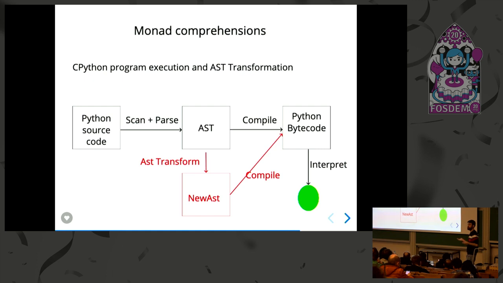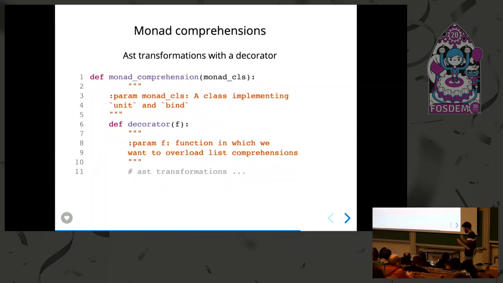With this technique, you can pretty much make Python do whatever you want. The way I implemented it is with a function decorator which expects as argument a class which is expected to have a unit and bind method. Given this class, it decorates a function and transforms the semantics of list comprehensions. I haven't put the code of the decorator here, but I can show it to people who are interested afterwards. And it's available on GitHub.